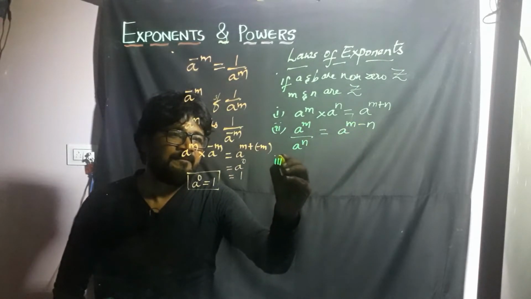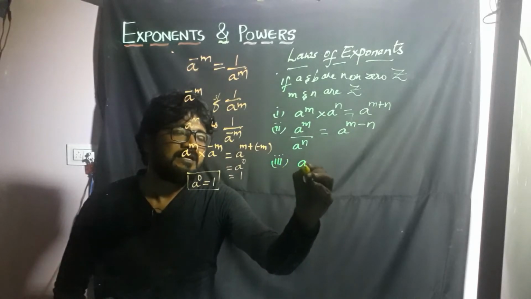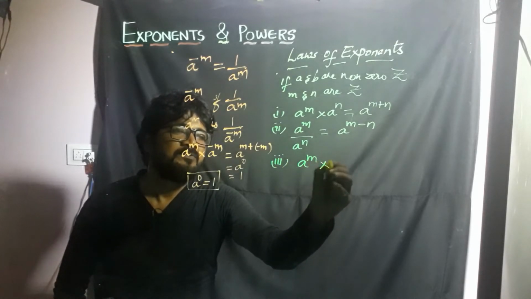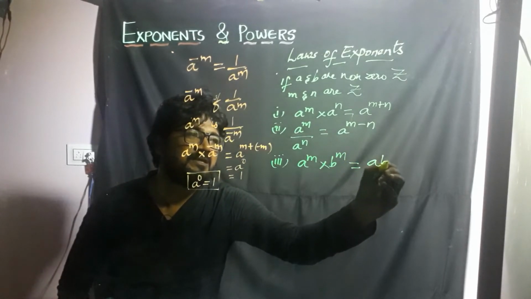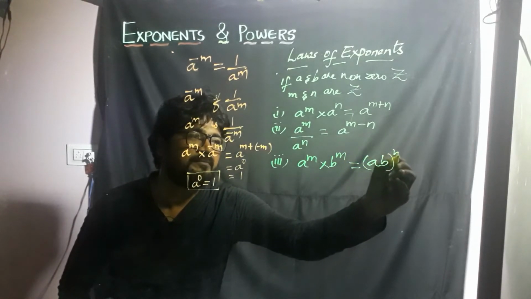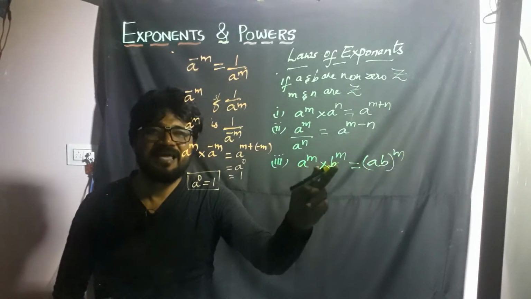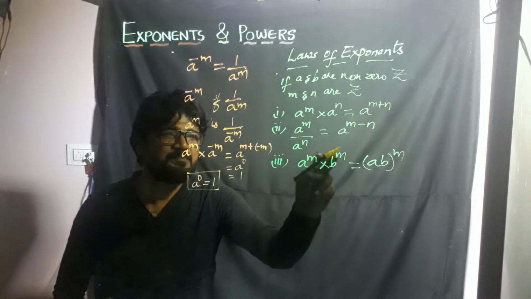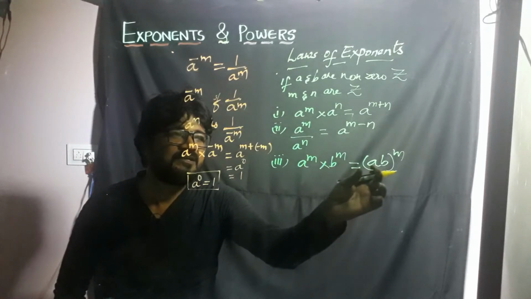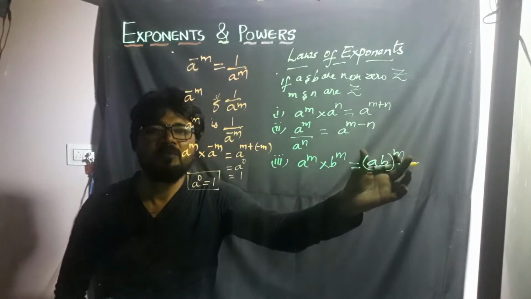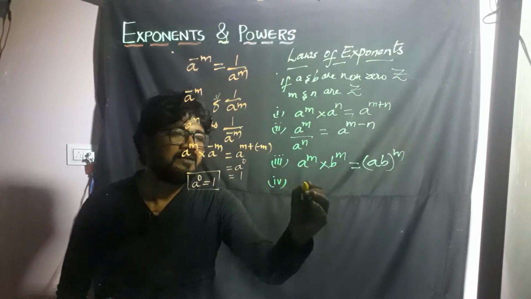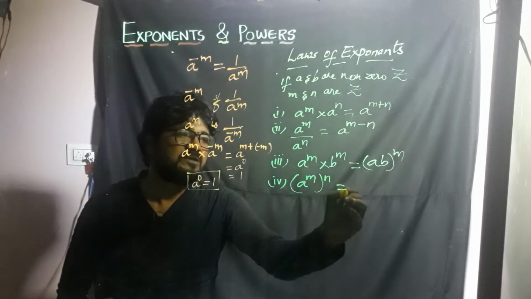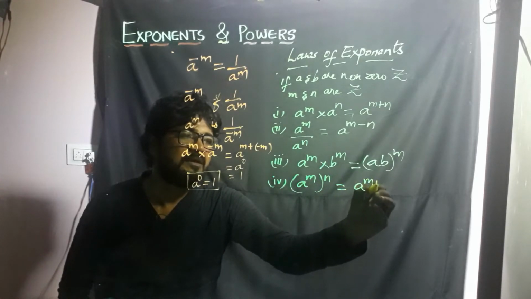Next one, a to the power of m into b to the power of m is equal to ab whole to the power of m. Both the values a and b have the same power, so we write a and b in the product and write the common power m. And next one, a to the power of m whole to the power of n is equal to a to the power of mn.